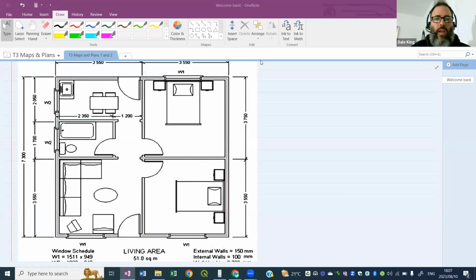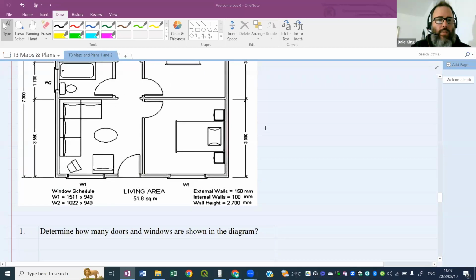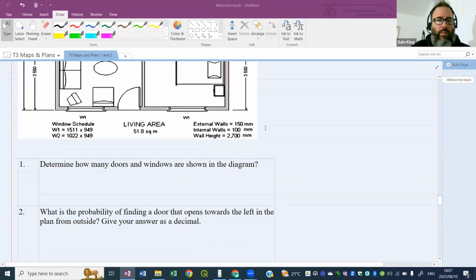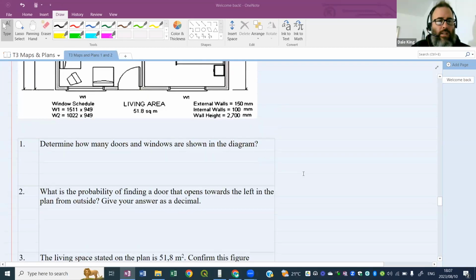Right. Hope you guys are all okay. Let's move on to the next question. I'm going to bounce up and down from the question to the diagram so that you guys can see. But here's the next question.